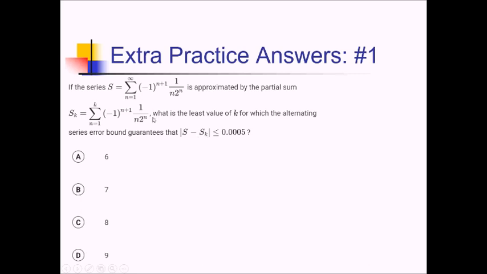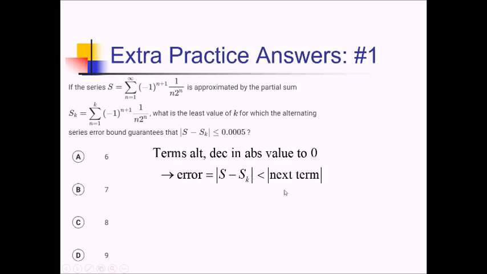Because we have terms that are alternating, and also if we recognize this larger, faster growing denominator, we're decreasing in absolute value to 0. Because we have this situation, that means that the error of using this polynomial here, which we can classify as s minus s sub k, basically the difference between the whole series and the polynomial that we truncated at, is going to be less than the absolute value of the next term. This is the alternating series error bound.